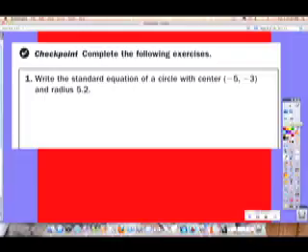What do you think? Since they're negative, do we need to do x plus? Yeah, we do. So let's do x plus what? 5. Don't forget that's squared. Plus y what? Plus 3. Yep, equals 5.2 squared.